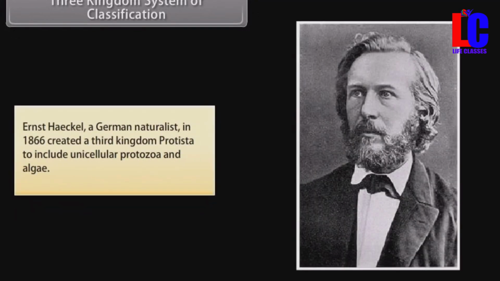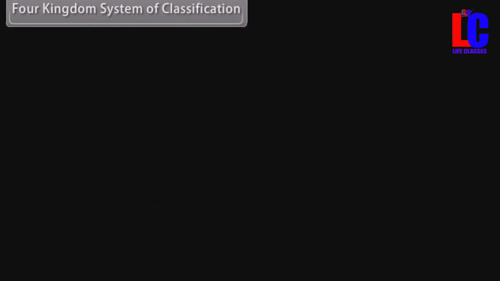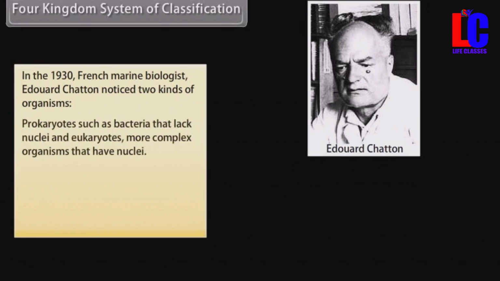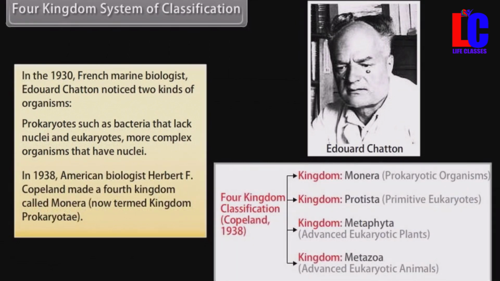Three-kingdom system of classification. Ernst Haeckel, a German naturalist, in 1866 created a third kingdom, Protista, to include unicellular protozoa and algae. Four-kingdom system of classification. In the 1930s French marine biologist Edouard Chatton noticed two kinds of organisms: prokaryotes such as bacteria that lack nuclei, and eukaryotes, more complex organisms that have nuclei. In 1938, American biologist Herbert F. Copeland made a fourth kingdom called Monera, now termed Kingdom Prokaryote.